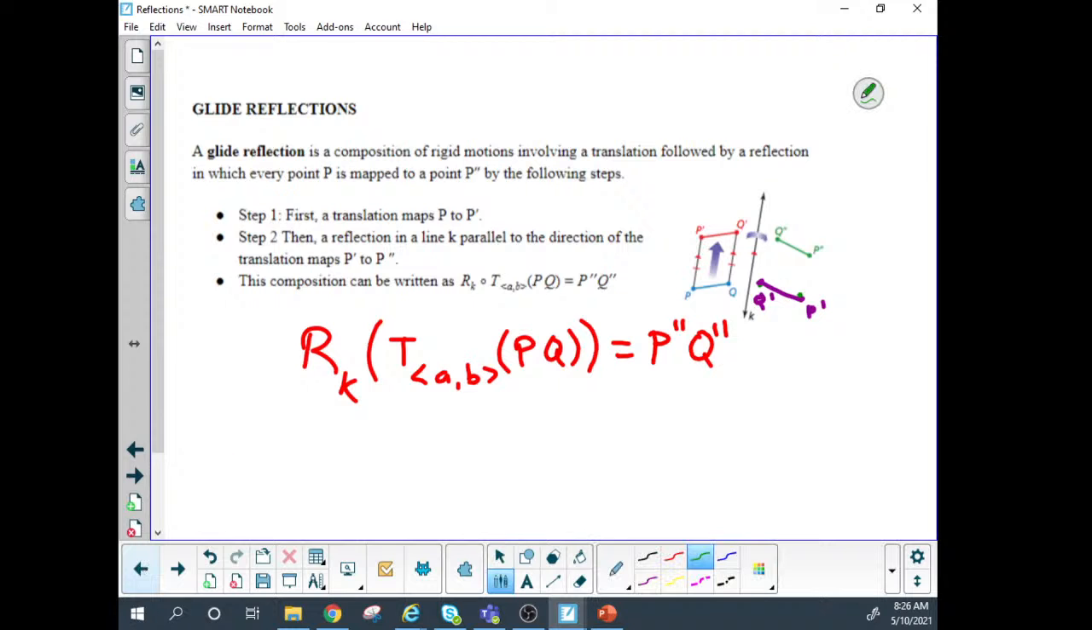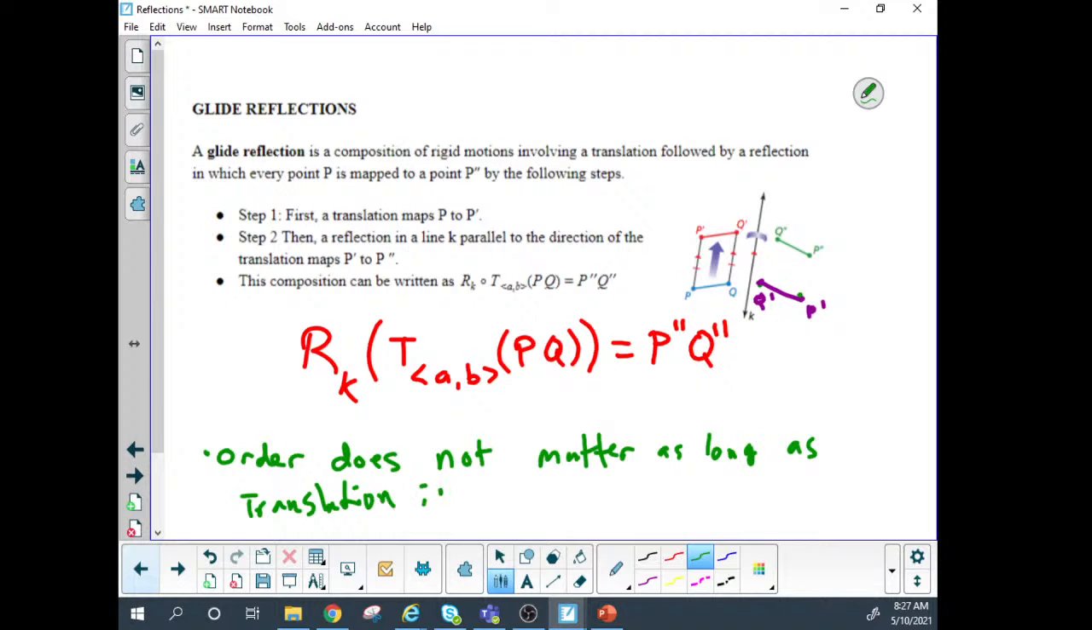So yeah, you could write in that box asking you about that. Order does not matter as long as the translation is parallel to the line of reflection.